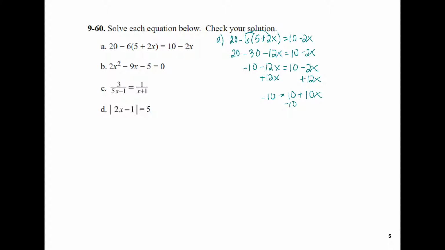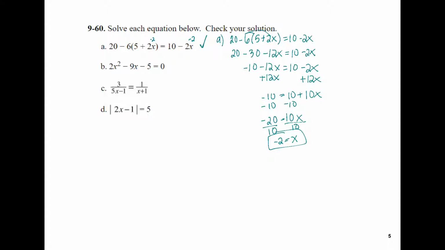Inverse of a positive 10 is negative. Negative 20 is equal to 10x. Inverse of multiplication is division. X is equal to negative 2. You can quickly plug negative 2 back in for all of your x's and see it gives you a true statement. So our solution is in fact correct.